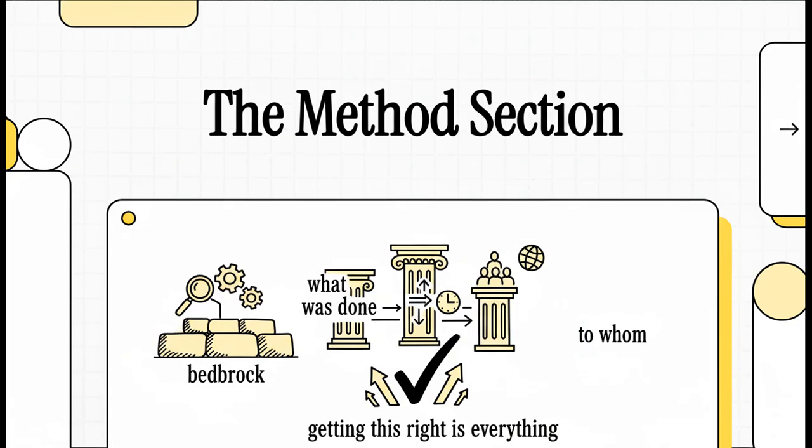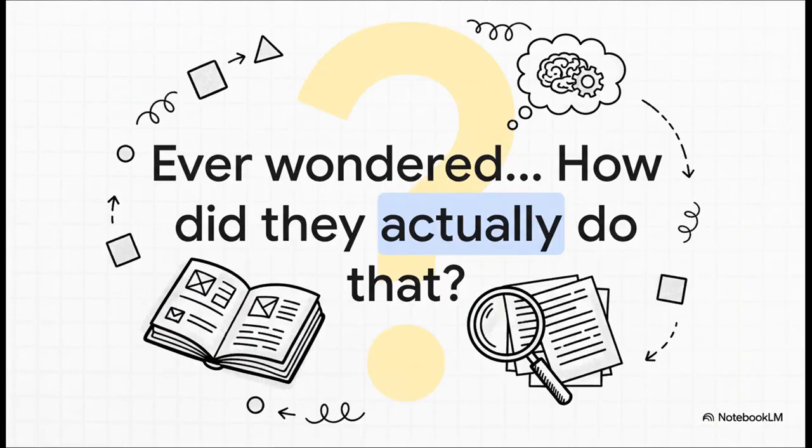Have you ever read a study with these just mind-blowing results and found yourself thinking, can I actually trust this? Well, the answer almost always hides in one crucial and, let's be honest, often skipped section. So today, we're going to decode the method section. It's the blueprint that separates solid, incredible science from some pretty shaky claims. Let's get into it. You know the feeling, right?